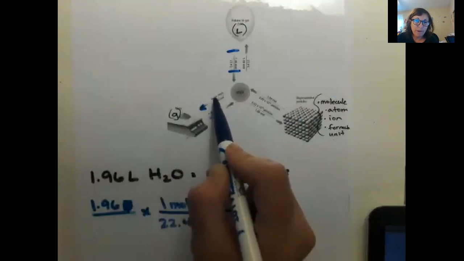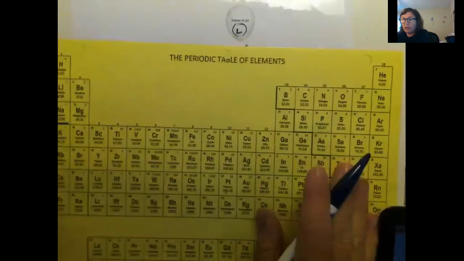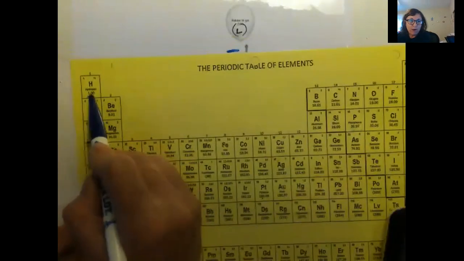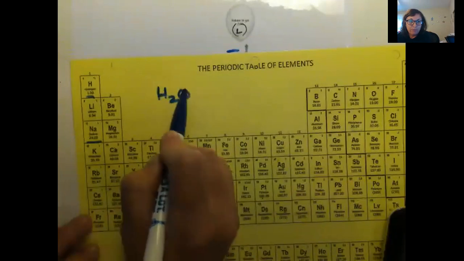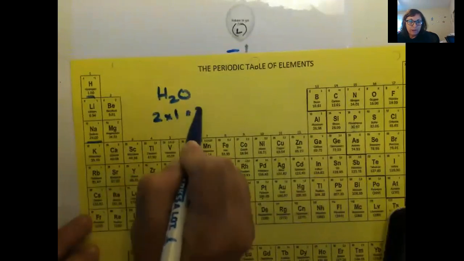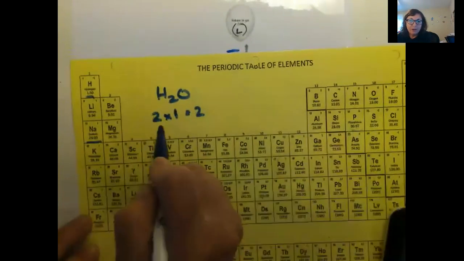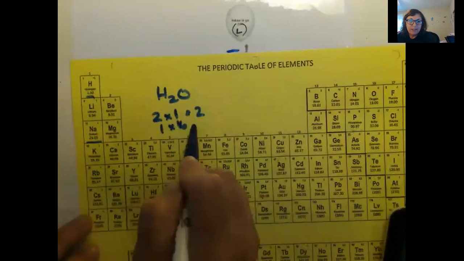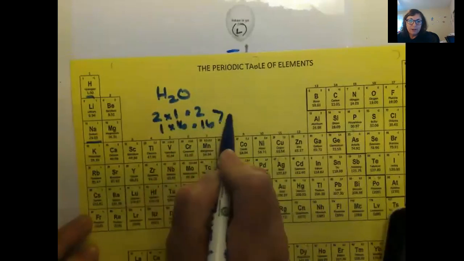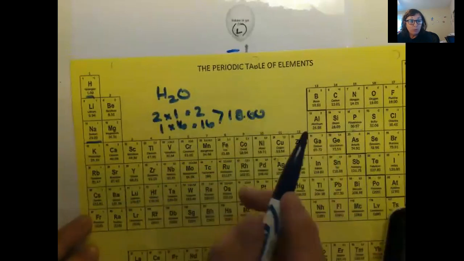So I'm going to multiply by the molar mass. Well, what's the molar mass of water? Hydrogen, we know, has a molar mass of 1. If it's H2O, it means I've got 2 hydrogens, so 2 times 1 gives me 2. And I've got 1 oxygen with 16, so 1 times 16 equals 16. So my molar mass of water is 18 grams per mole.